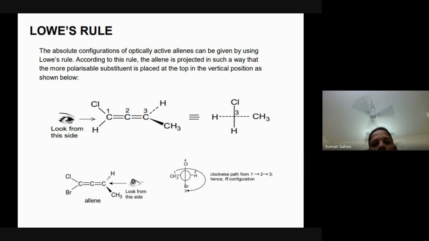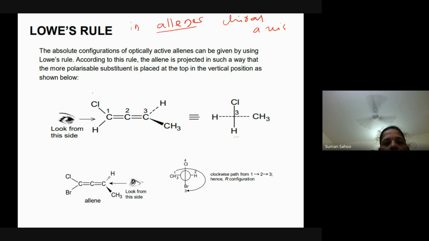Next is Lowe's rule, which we have already discussed yesterday, for the determination of configuration in allenes, optically active allenes, where you have a chiral axis. I have already told that in this case the allenes are projected in such a way that the more polarizable substituent is placed at the top in the vertical position as shown below. Suppose you are viewing it from this side: chlorine on top and hydrogen down. This one would be given priority number 1, and this one would be given priority number 2.